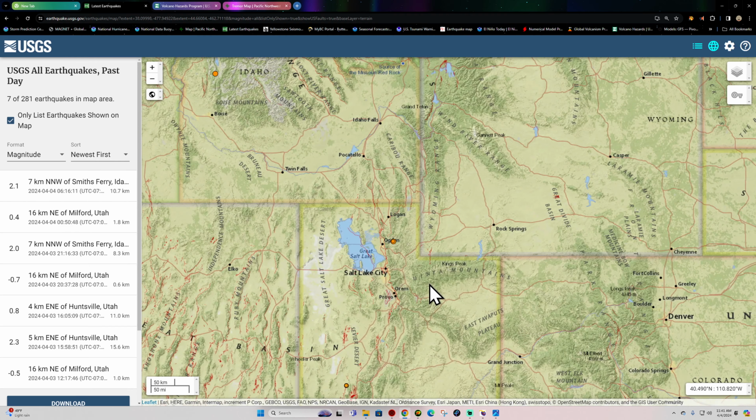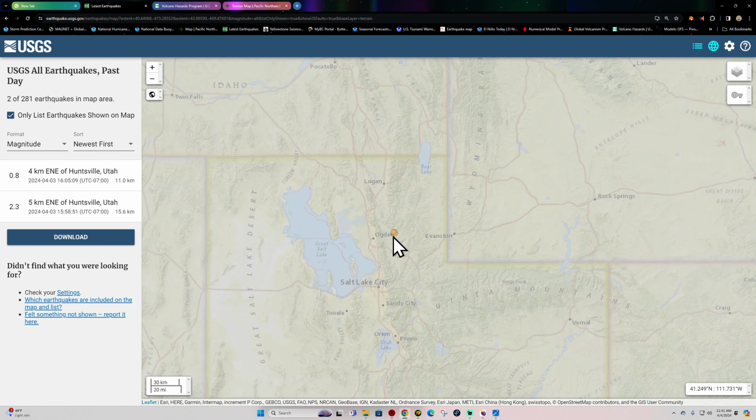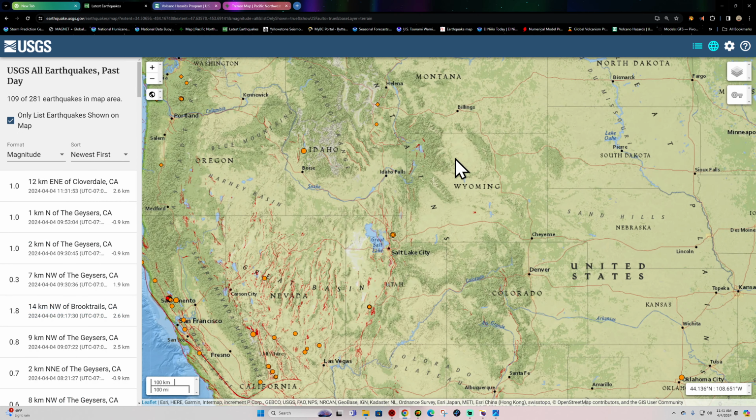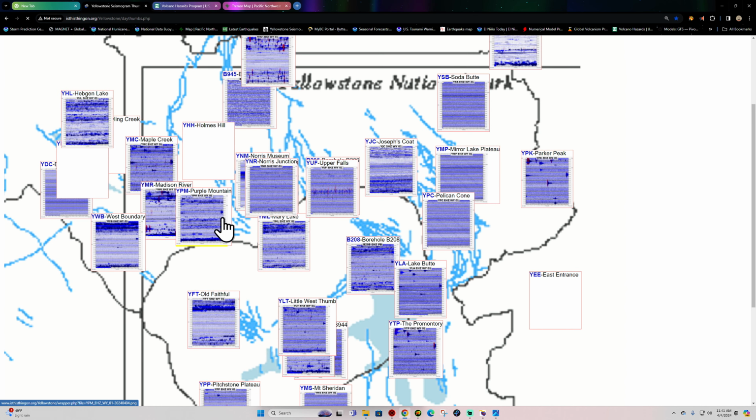Let's see what else we got outside of the Ogden, Utah area. A handful of smaller quakes there from yesterday. Yellowstone National Park. Nothing going on here. But let's double check that and make sure. I think it's working. It should be working. I checked it earlier. There we go. Just a little pause there. Really not seeing any earthquake activity.